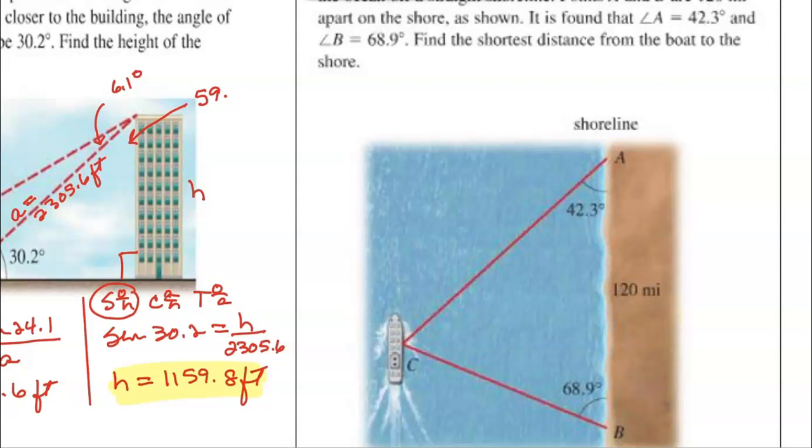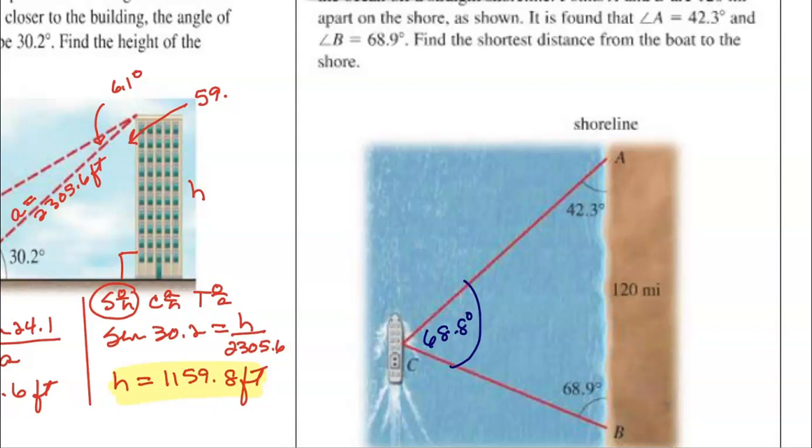They want an altitude. But before I can get the altitude, I'm thinking I'm going to have to do some other things. First off, why don't we find this missing angle right here? Because that's easy enough, right? Because we have two of the angles. So 180 minus those other two angles is going to give me an angle of 68.8 degrees.